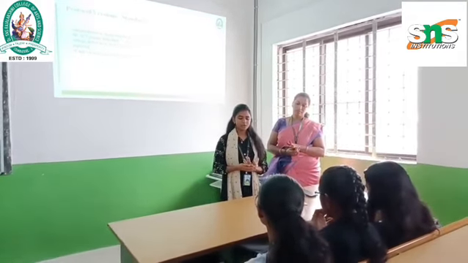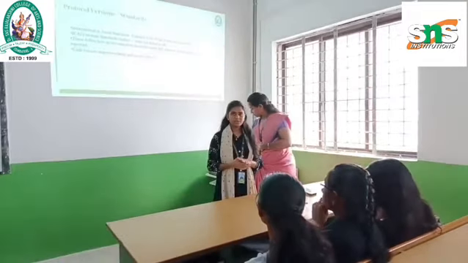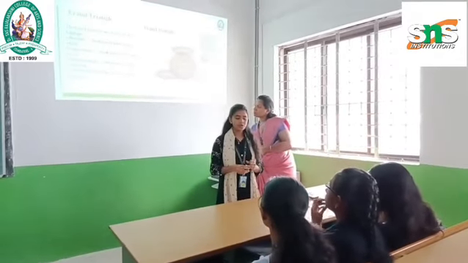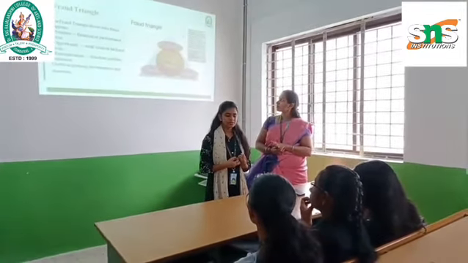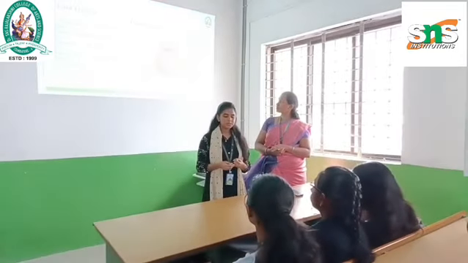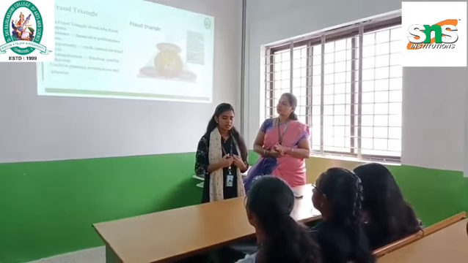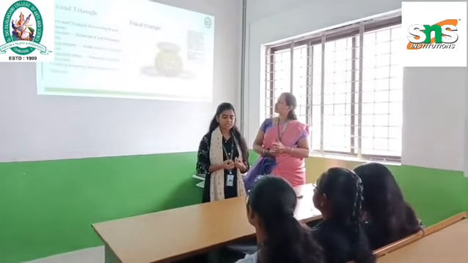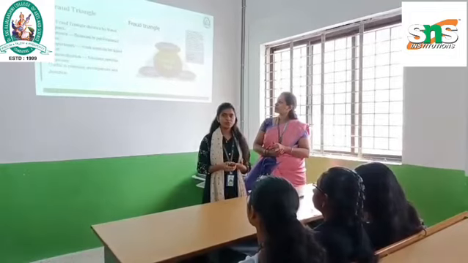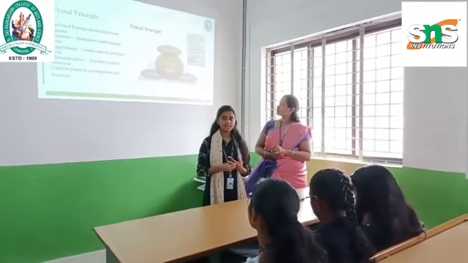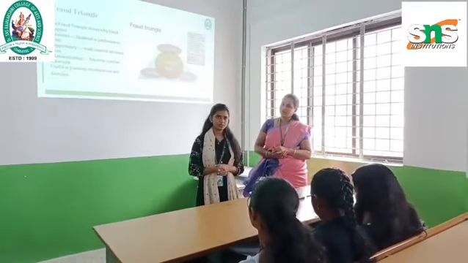Then the fraud triangle. There are three parts of the fraud triangle: pressure, opportunity, and rationalization. Pressure means financial or performance stress. Opportunity means weak control. Rationalization is when the fraudster justifies the behavior. So they are useful in planning, investigating, and also in detection.